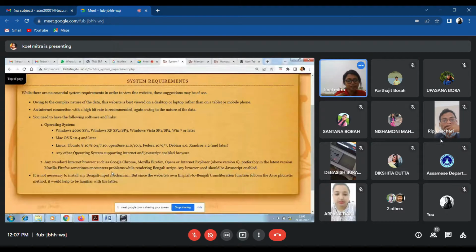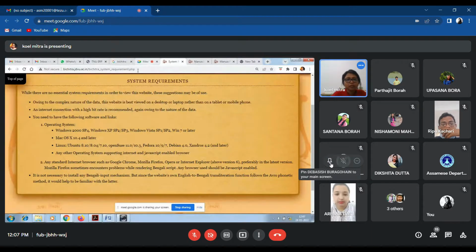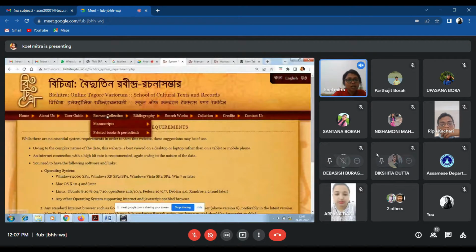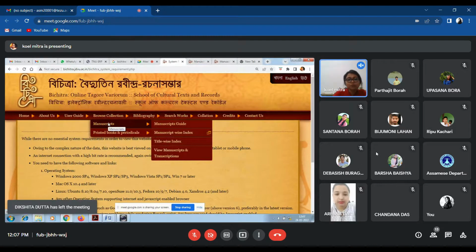OS that we need. And we've also mentioned what kind of internet browser is okay to be able to work on our kind of knowledge set. Then we have one of the most interesting parts of the website that we'll enter now. We have the browse collection with manuscripts and printed books and periodicals. So we first move to manuscripts.